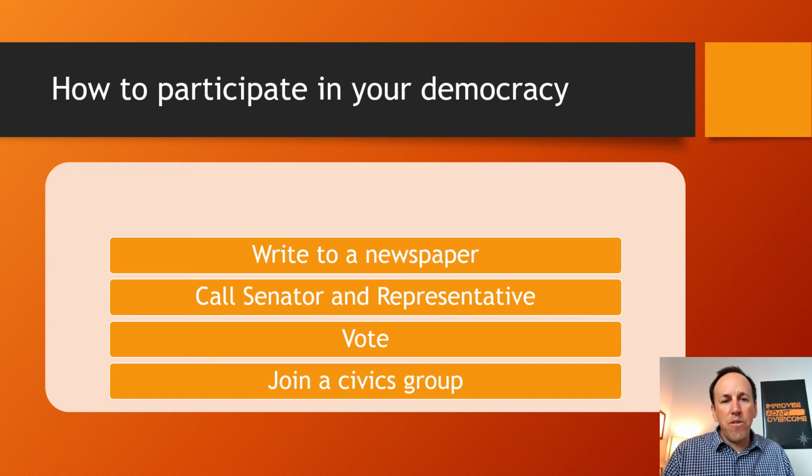I'll translate that: write on Facebook, call your senator or representative. I'll translate that: tweet them out. Vote. That's the other part. That's the second thing you can do: you can vote them in, vote them out, vote your conscience, whatever, and then join a civics group, join like-minded people.